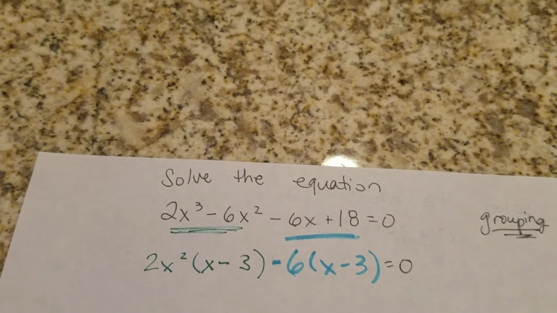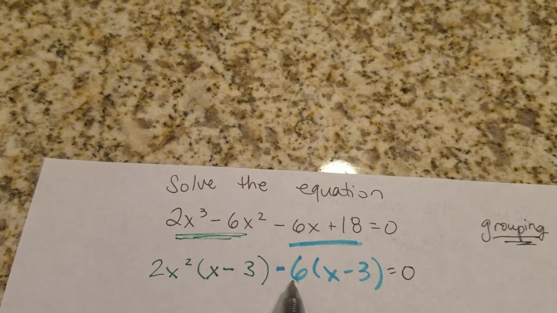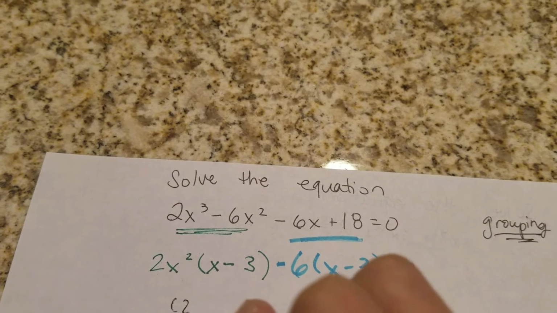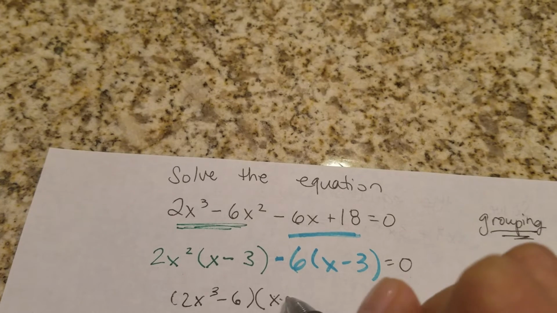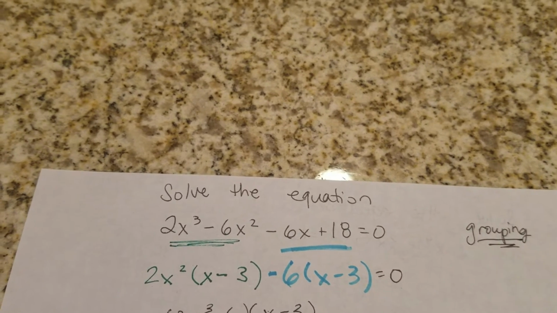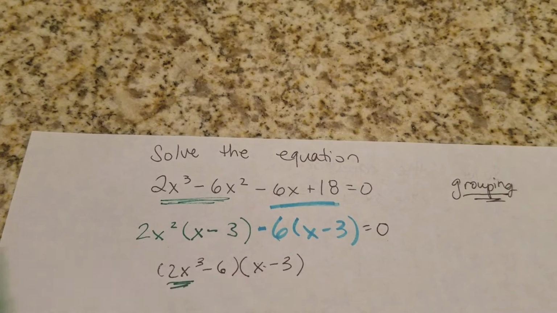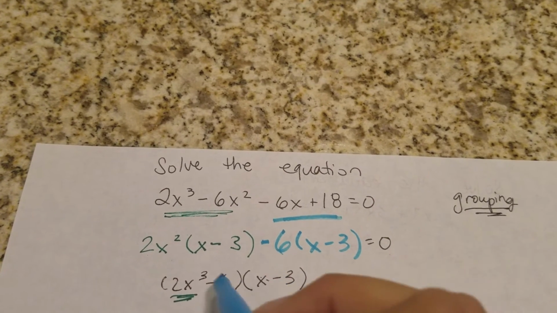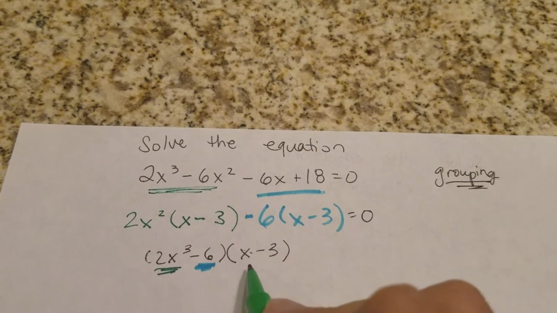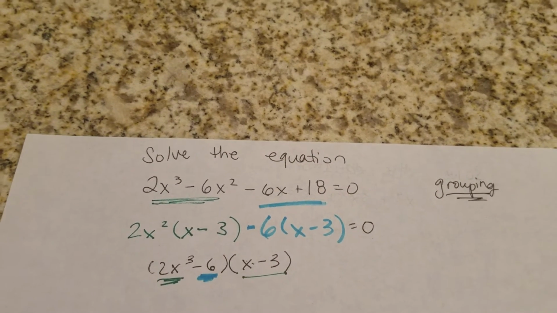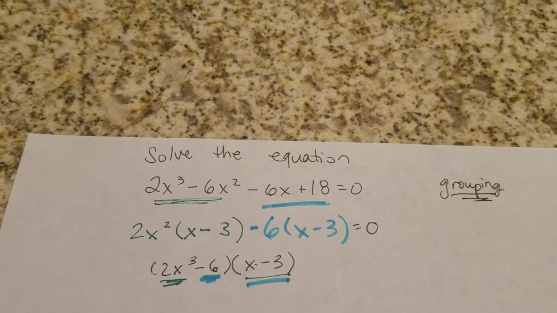From here, I'm going to rewrite this as, take these two front things together. I'm going to have two terms, 2x to the third minus 6, times x minus 3. So like I did earlier, this 2x to the third is from this first term. This is from the blue. And this x minus 3 is from the green and the blue. Equal to 0.